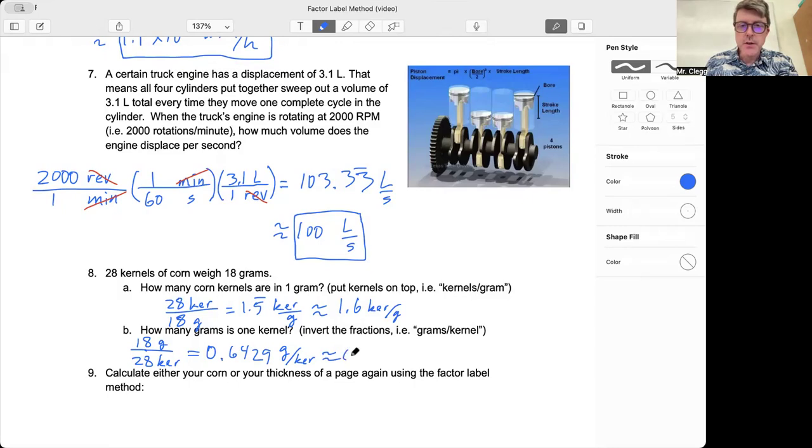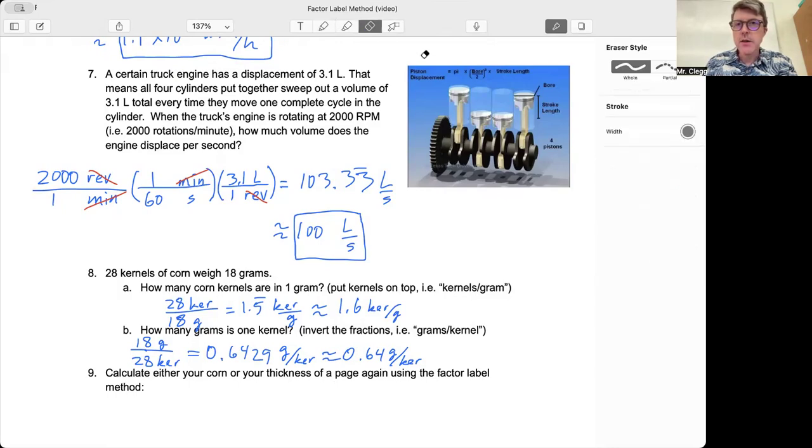So now we have 0.64 grams per kernel. And then the cool thing is, I just want to tidy that up a little bit. There we go.